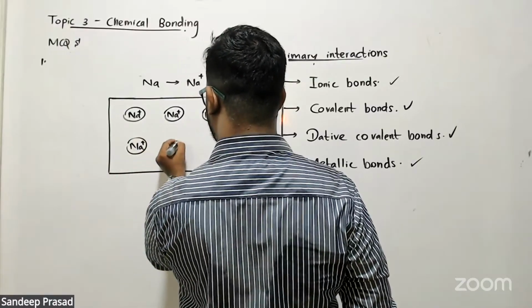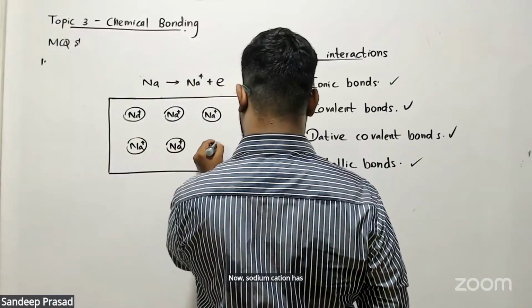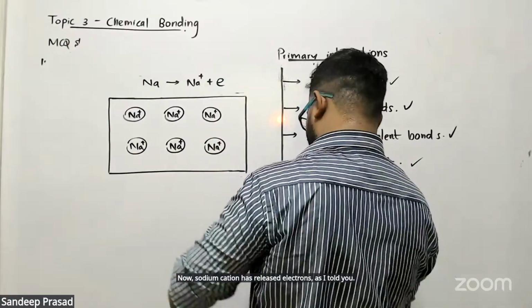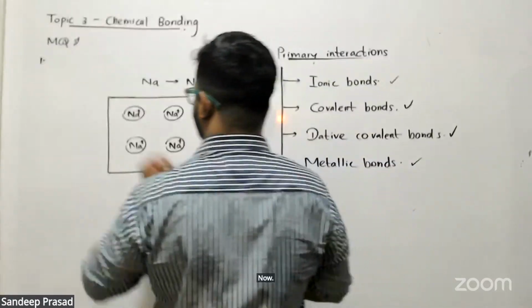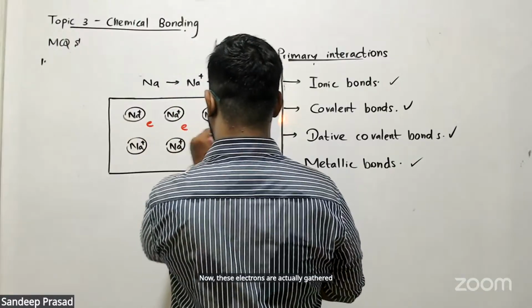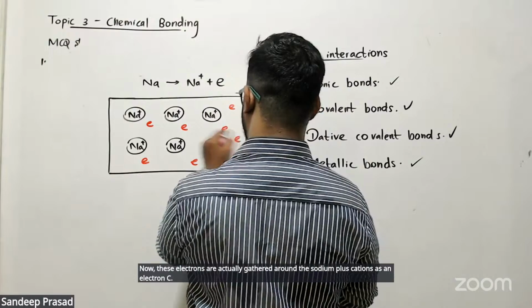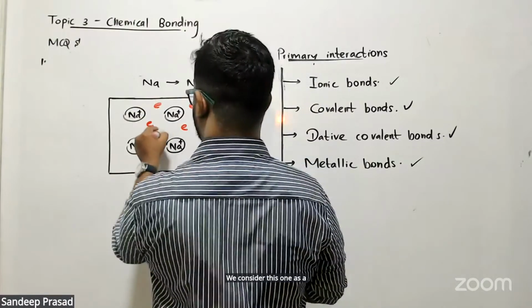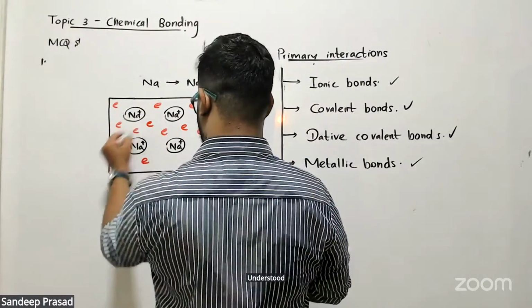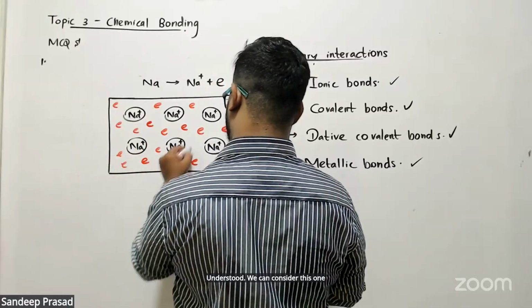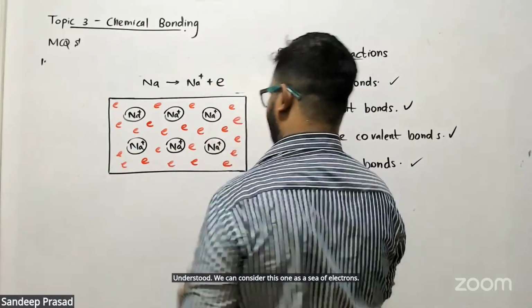Now the sodium has released electrons, as I told you. Now these electrons are actually gathered around the sodium plus cations as an electron sea. We consider this one as a sea of electrons. Understood? We can consider this one as a sea of electrons, right? Electron sea.